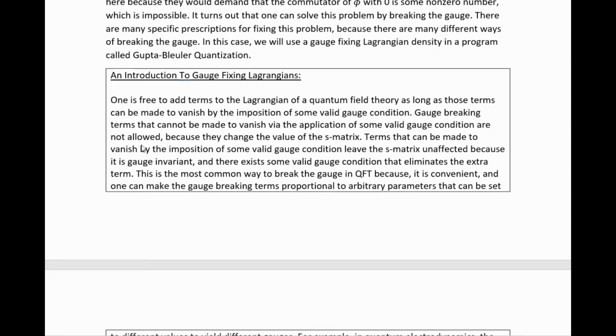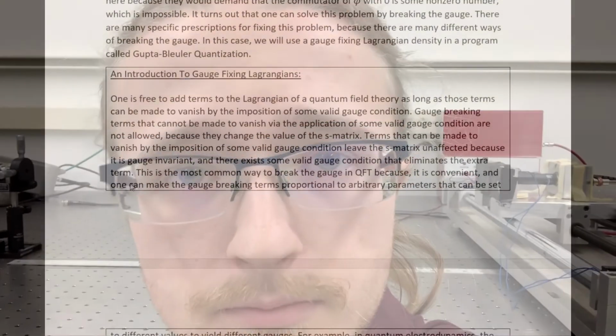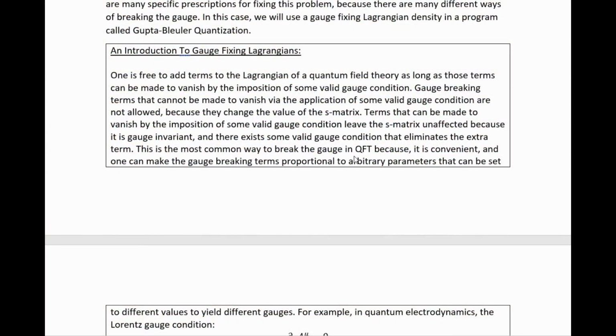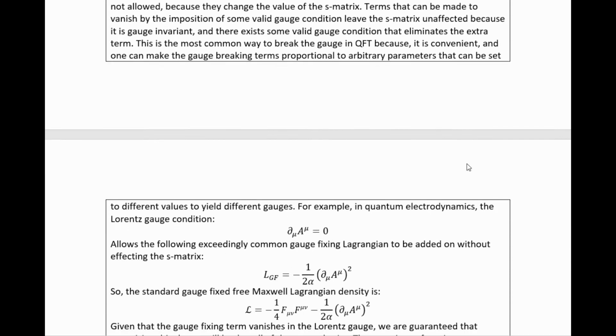Terms that can be made to vanish by the imposition of some valid gauge condition leave the S matrix unaffected because it is gauge invariant, and there exists some valid gauge condition that eliminates the extra term. Of course, because this theory is non-interacting, the S matrices are kinda trivial, but still, all I said about it is true. This is the most common way to break the gauge in quantum field theory because it is convenient and one can make the gauge breaking terms proportional to arbitrary parameters that can be set to different values to yield different gauges.